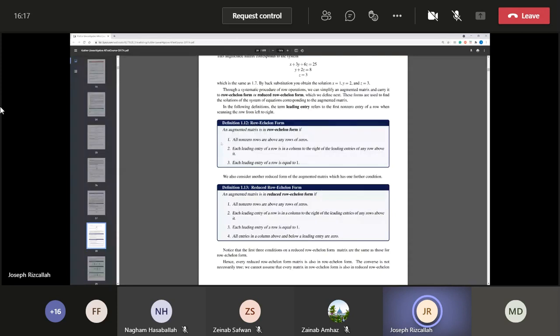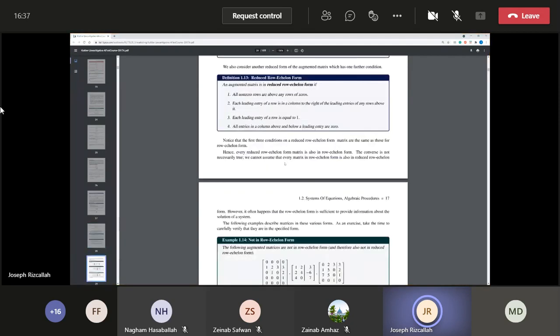This word echelon means a staircase. So it is made out of rows which look like a staircase, and the form is just the shape of the matrix. So the matrix has to be in row echelon form. Let's just look at a few examples.